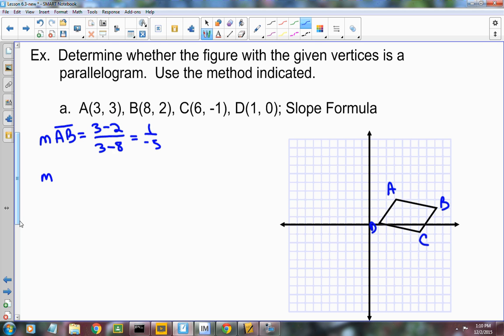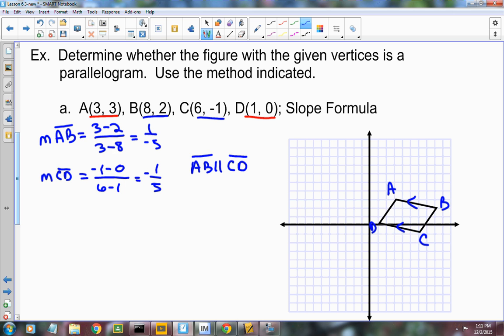Then I want to find the slope of CD. I have to do negative 1 minus 0 over 6 minus 1, which is negative 1/5. So are those two parallel? Yes, AD is parallel to CD. Okay, now I have to look at the other pair of sides, and that would be AD and BC.